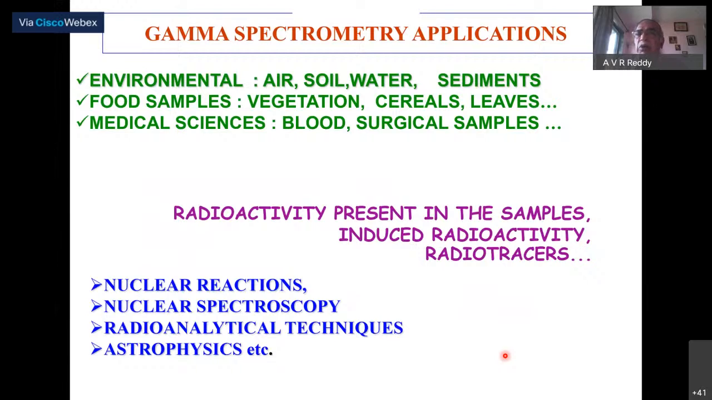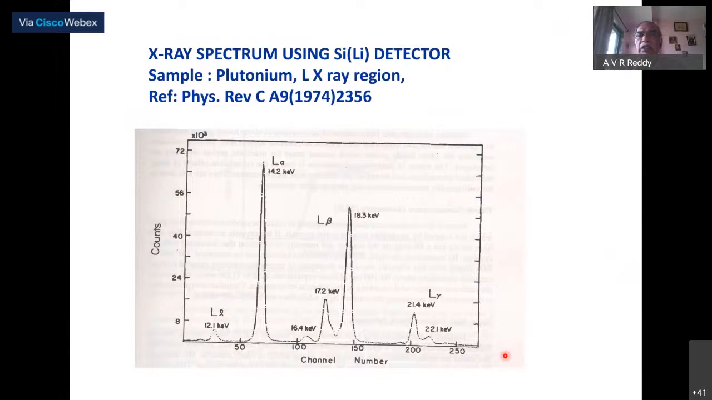Now you think about X-ray spectrum. This is a plutonium L X-ray region. Here also, silicon, extremely good resolution. You can see all the X-rays and they can be quantitatively related to plutonium concentration.